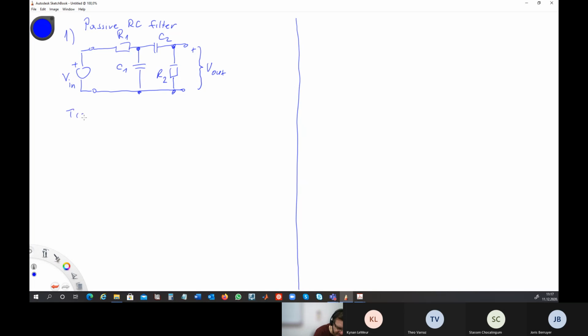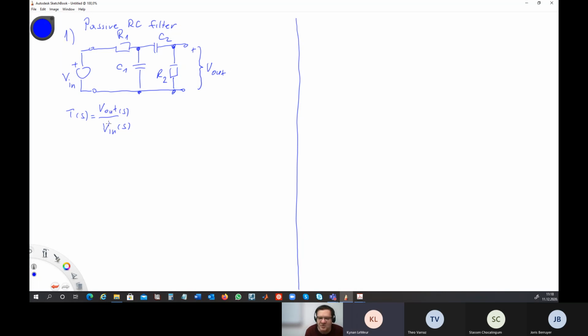The transfer function of this filter, V out over V in of S, do you know how to calculate it? What is your answer? You can write me. Who knows? I think firstly we have to write the impedance of C2 and R2 in parallel. Yes, but then there is C1 and the other.